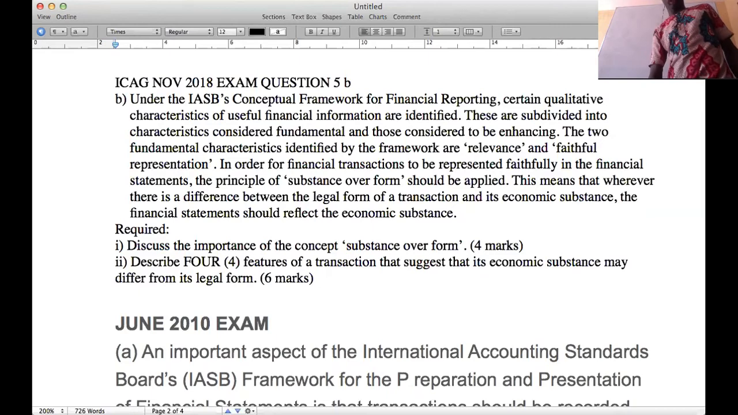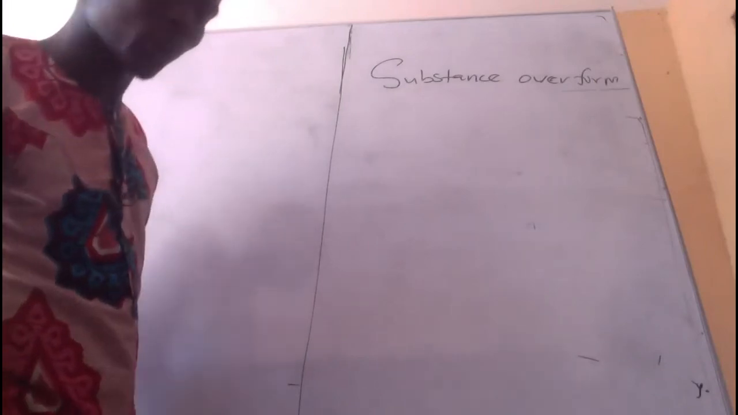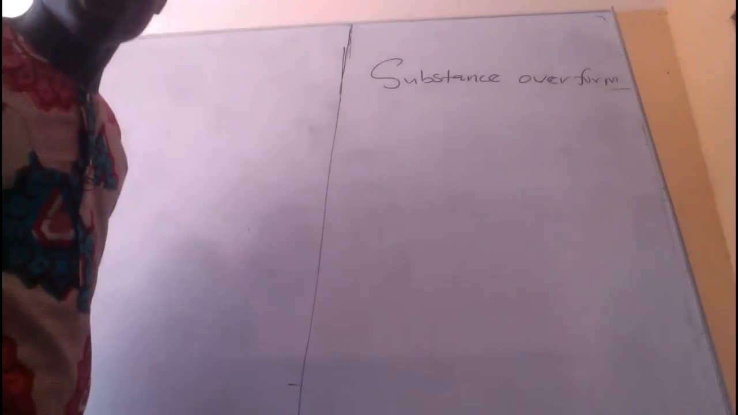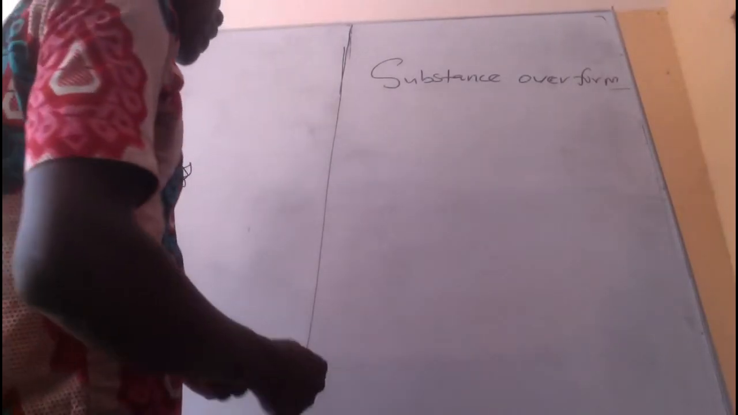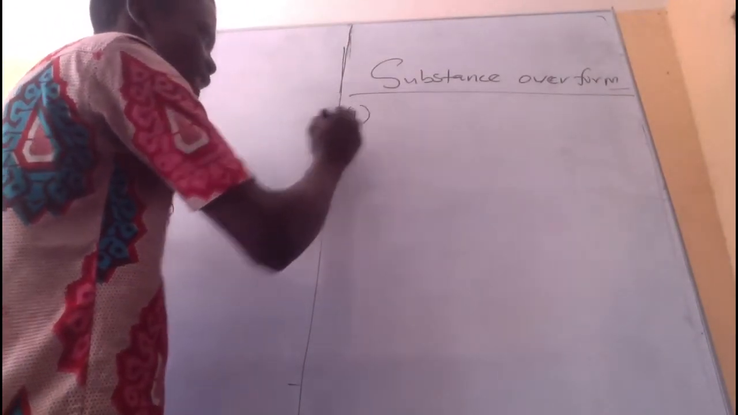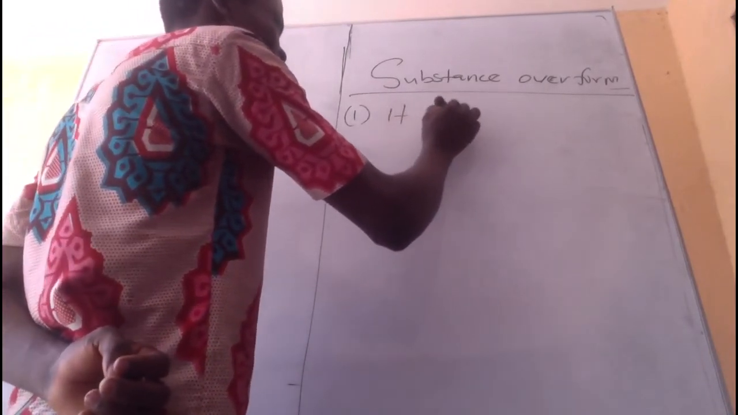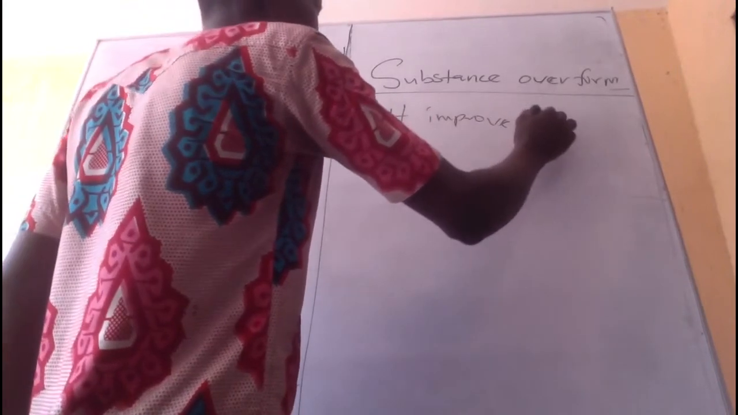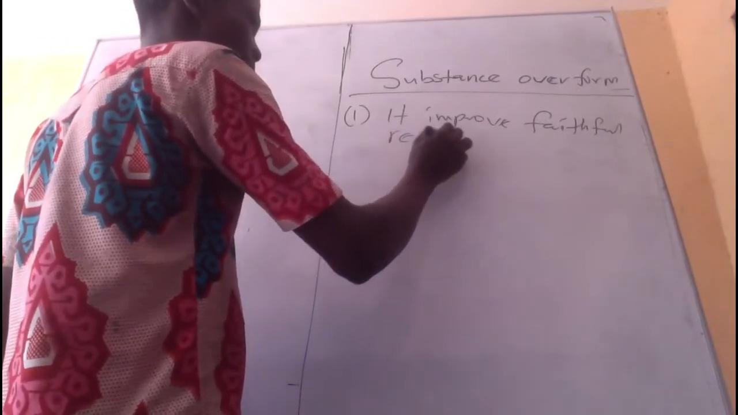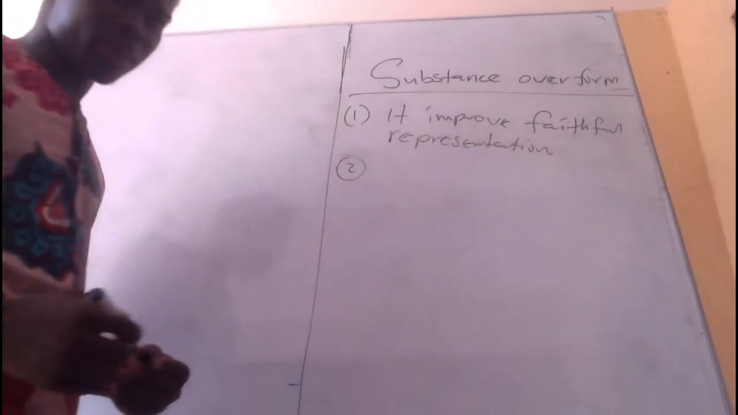Now let's go to the board. Importance of substance over form. So we said that it improves what? Faithfulness of accounts. So it improves faithful presentation. So the first importance I'll talk about is what? It improves faithful representation. Presentation. Good. Can you talk about any other?